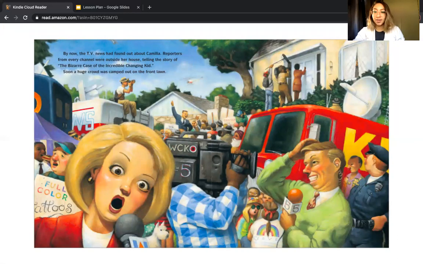What do we see here? The news came to her house, correct. Look at all of these different news articles. You can see the cameras, you can see the reporters. They have a microphone, they're knocking on her door. Nice work, guys. Nice work. Nice inferences. Let's move on.